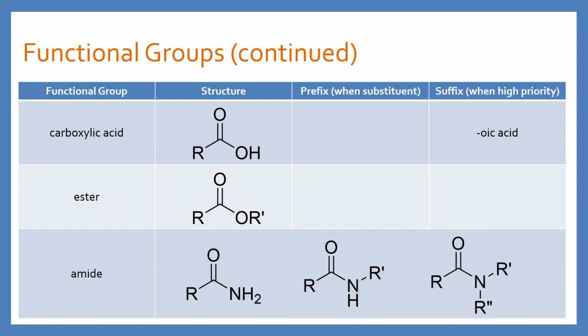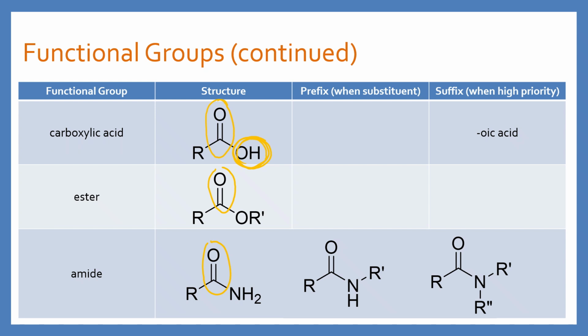Our last 3 functional groups also feature the carbonyl. So you'll notice they all have a carbonyl in the middle. And what makes these unique is for carboxylic acid, you will have a hydroxyl group attached to the carbonyl. So notice this is no longer an alcohol, and this is not a ketone, it's not an aldehyde. This situation where you have a carbonyl with an OH group attached to it is a carboxylic acid specifically.